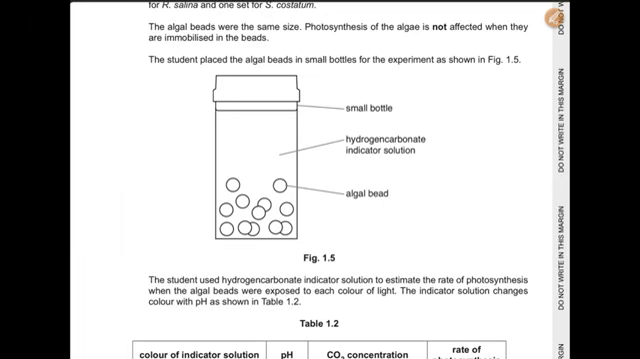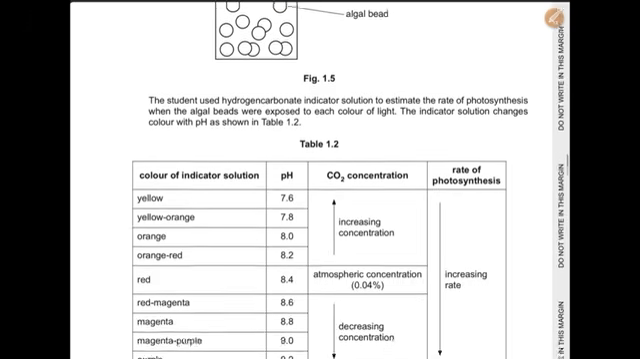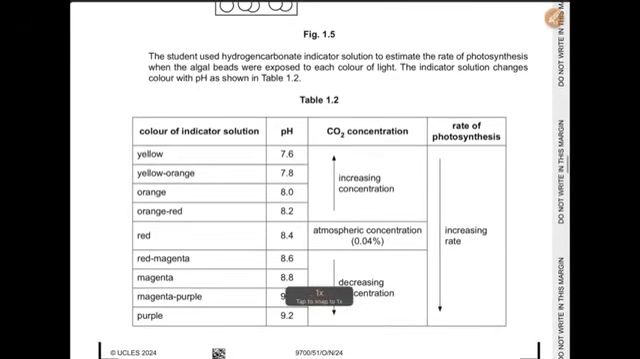When photosynthesis occurs, that means the algal bead takes in carbon dioxide and produces oxygen. There's going to be a change in acidity. Hydrogen carbonate indicator is going to change its color with the changes in acidity. Remember, carbon dioxide is an acidic gas. When carbon dioxide is reducing, the acidity is reducing. So let's look at this.